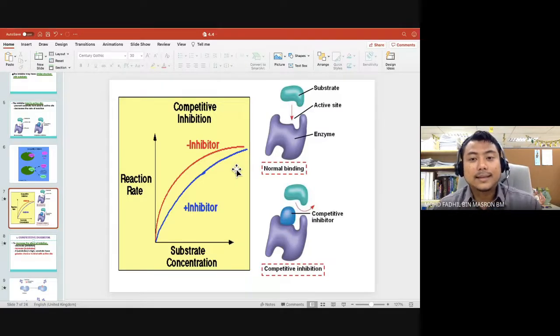orang lelaki dan saya ada 10 orang perempuan. Yang perempuan tu kita anggap sebagai inhibitor. So berapakah chances lelaki untuk duduk dekat kerusi tu? Has decreased. Macam tu. Sebab itulah the rate of reaction itu makin decrease.